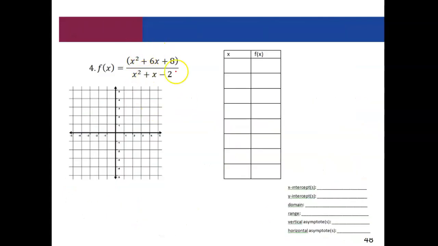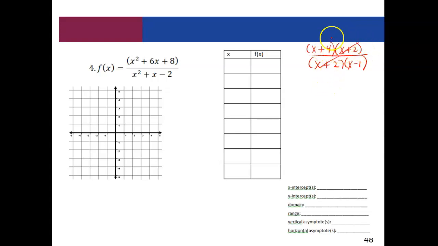Let's take a look at how all this comes together. On this one here, like I said, go ahead and factor. So this is going to factor x plus 4 and x plus 2, and then here we're going to have x plus 2 and x minus 1. So we have these common factors that cancel out. When I go to work with this, I am going to have a hole that I need to identify, and my x-intercept is going to be affected.